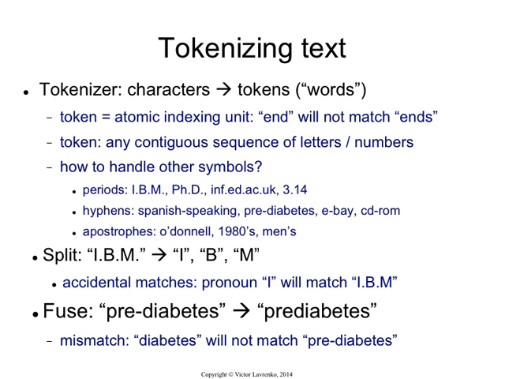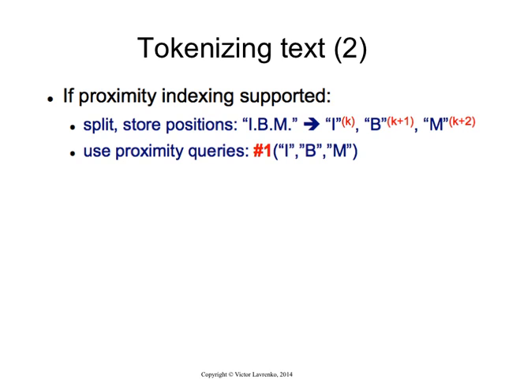So anytime you split, you will be increasing your false positives, your accidental matches, and anytime you fuse, you will be increasing your false negatives. You will miss the matches. You will miss the documents that you were supposed to retrieve. So how do you deal with that?